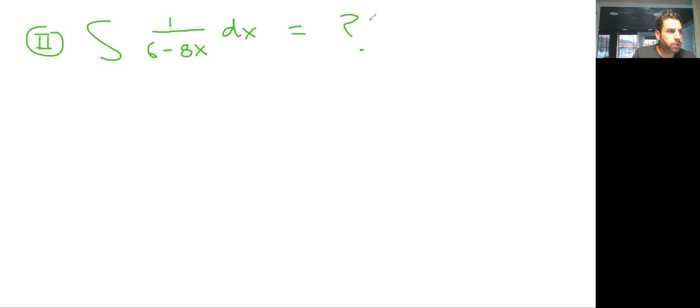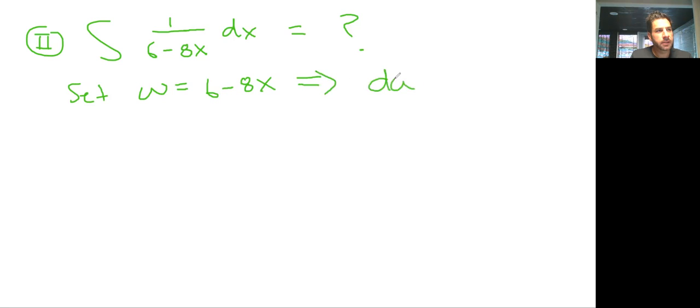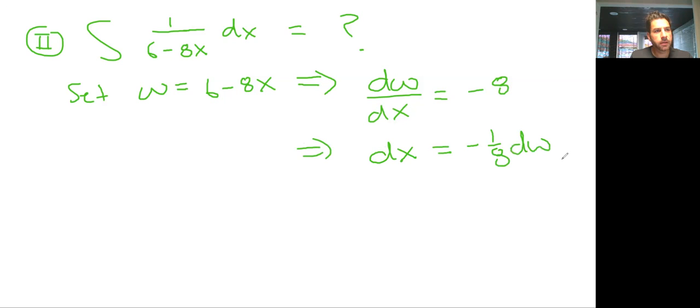And one of the themes I mentioned yesterday is this idea of look for grouping symbols. And so in this particular problem, I noticed that the grouping is a fraction. So my first guess to use for my substitution will be W is 6 minus 8x, which implies dW dx is negative 8. And then once again, I want to solve this for dx. And when I do that, I get this relationship.